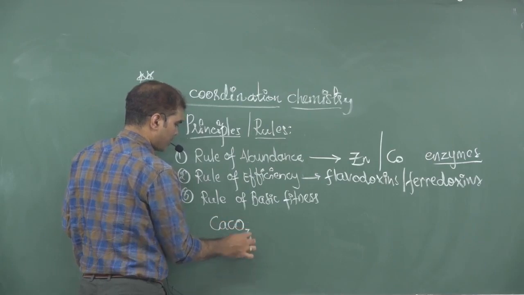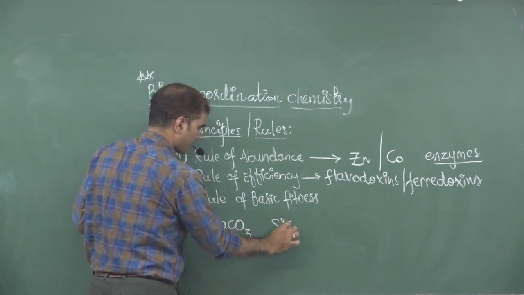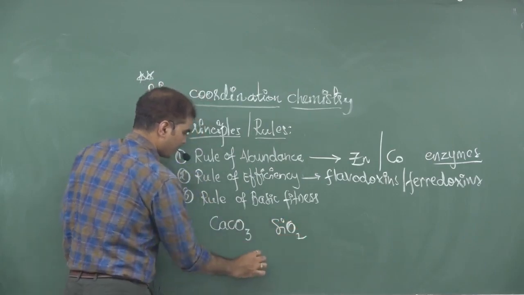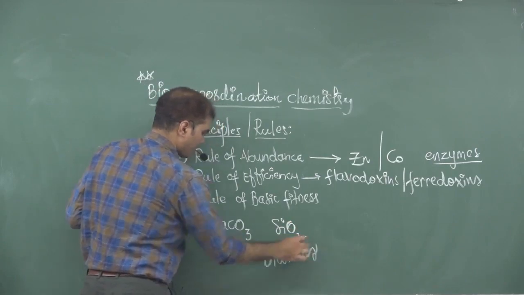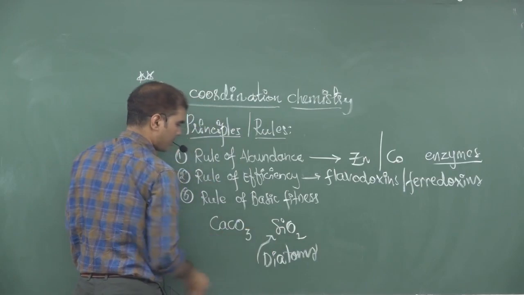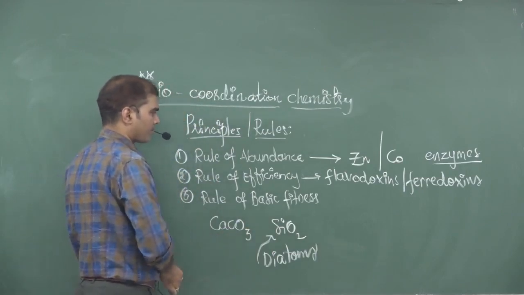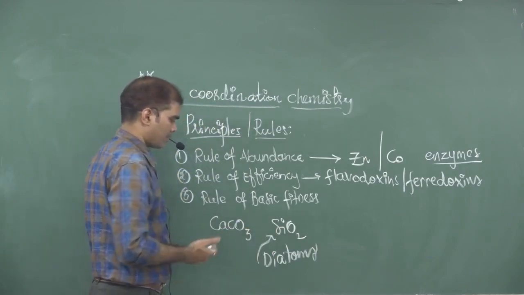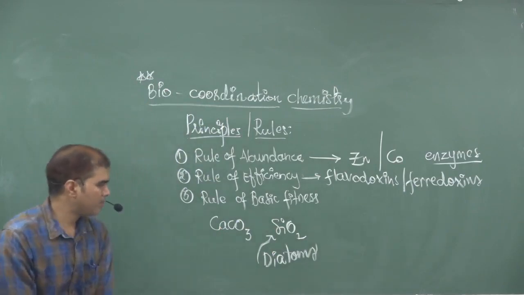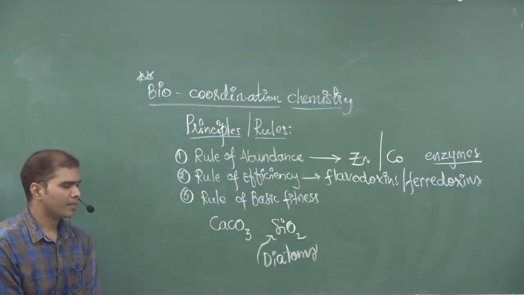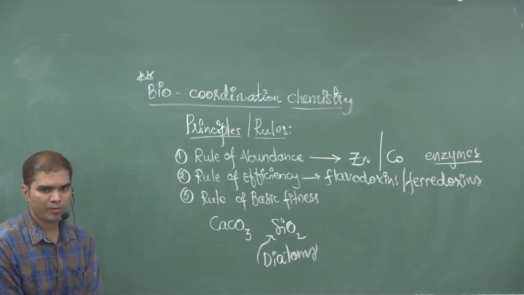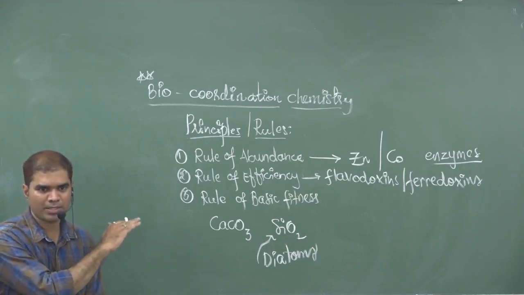Therefore, nature has mostly chosen pyridoxines. So whoever is more efficient, that person will be chosen for a particular job. In a similar way, nature also does the same.